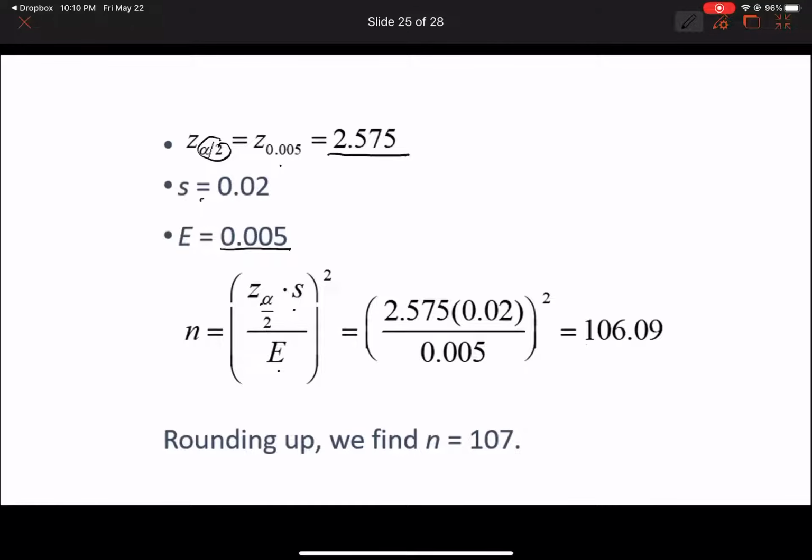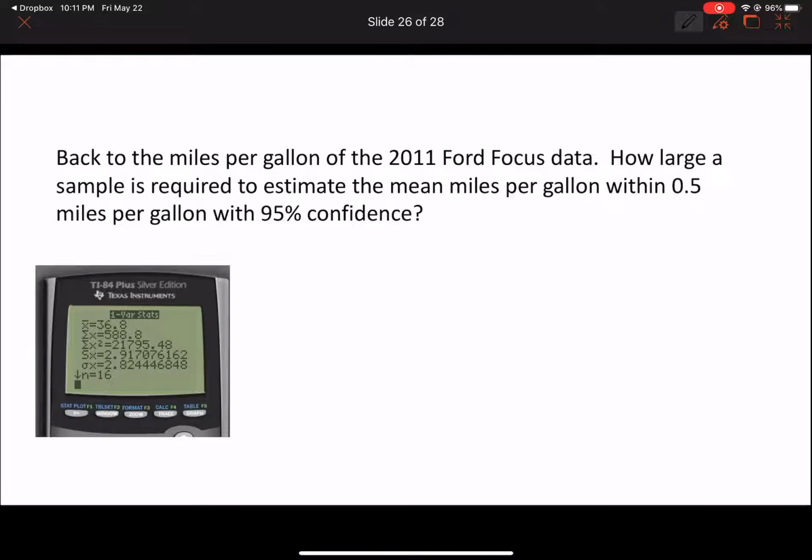Once again, we have to round up because 106 is not high enough; it has to be at least 106.09. So we always round up to the next higher one. We are not going to get that 99% confidence unless we have at least that amount. So we're going to go up to 107 because we cannot look at 106.09 pennies. Impossible.